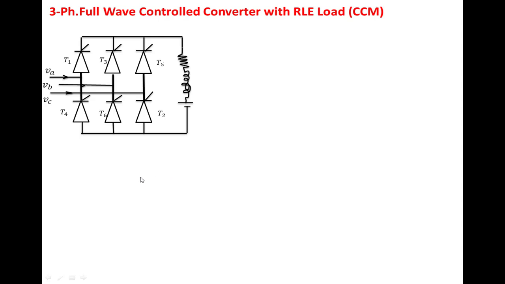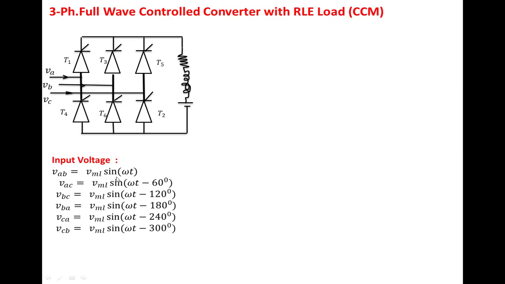So we have taken the input voltages as line voltages: VAB equal to Vm sin omega t, VAC equal to Vm sin(omega t minus 60 degrees), VBC equal to Vm sin(omega t minus 120 degrees), VBA equal to Vm sin(omega t minus 180 degrees), VCA equal to Vm sin(omega t minus 240 degrees), VCB equal to Vm sin(omega t minus 300 degrees). In this manner, we have taken the 6 line voltages because we want to develop the output voltage waveform.